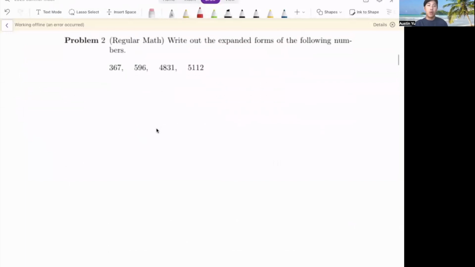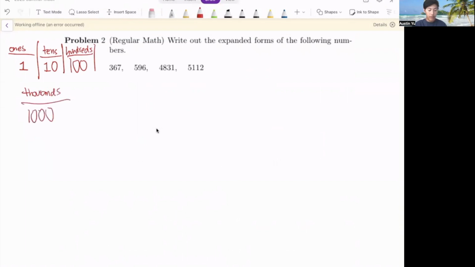Write out the expanded forms of the following numbers. Well, we recall that ones is just 1 digit, so ones. Whereas tens, it has 2 digits, so I'm just going to write 1, 0. And then finally, hundreds, 100. And thousands, we'll just write 1,000. Okay. So write out the expanded forms of the following numbers.